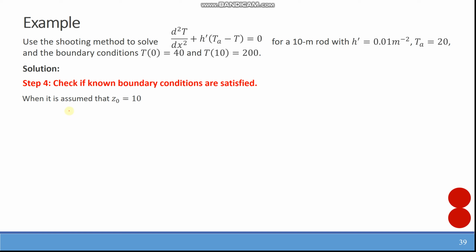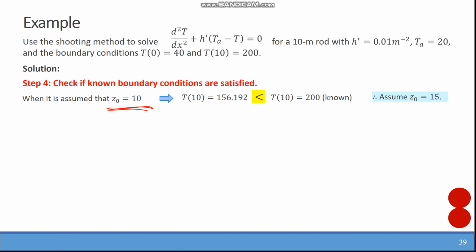So in our assumption that z naught is equal to 10, or dt over dx is equal to 10, the result, the t10 that we solved at x equal to 10 is 156.192. And if we compare it with the given boundary, which is known, that is 200. So that assumption is lesser than what we have known from the initial condition or boundary condition.